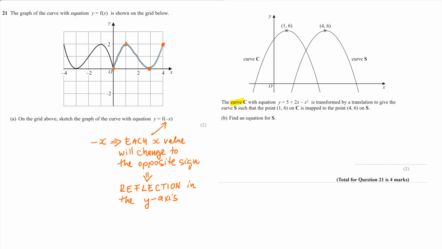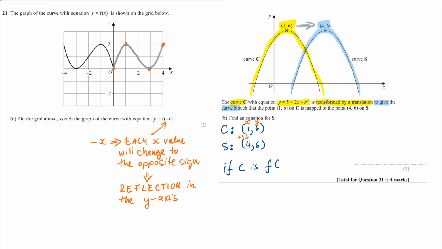Part B. The curve C with equation y equals 5 plus 2x minus x squared is transformed by a translation to give the curve S such that the point (1, 6) on C is mapped to the point (4, 6) on S. Find an equation for S. The graph C has the coordinate point (1, 6). The graph S has a corresponding coordinate point (4, 6). The y values stay the same, but the x values increased by 3.